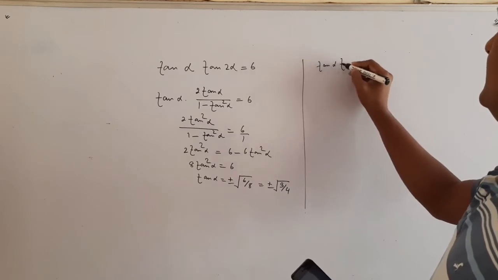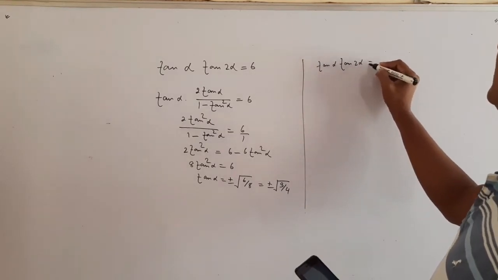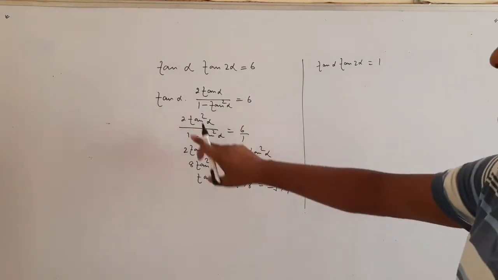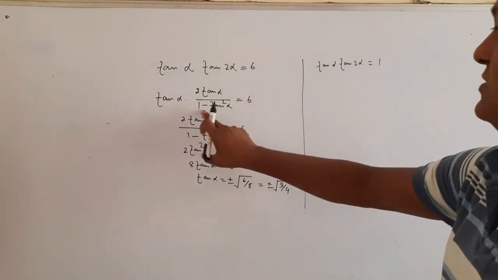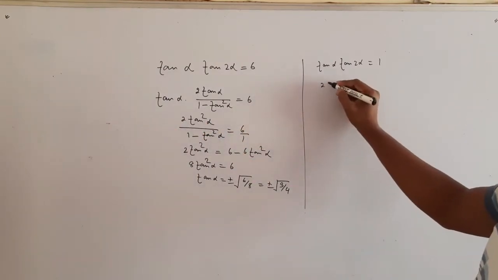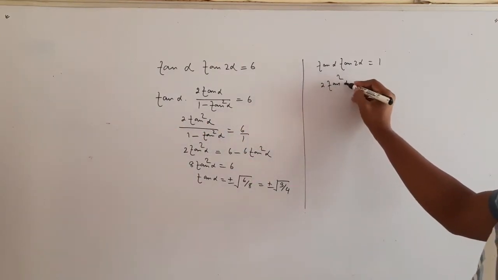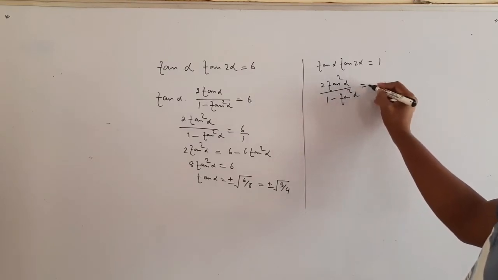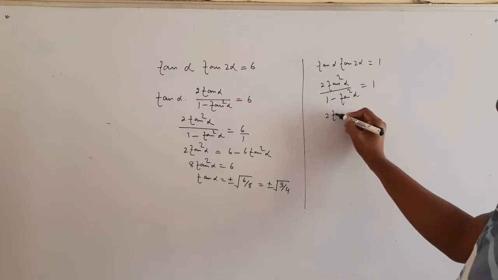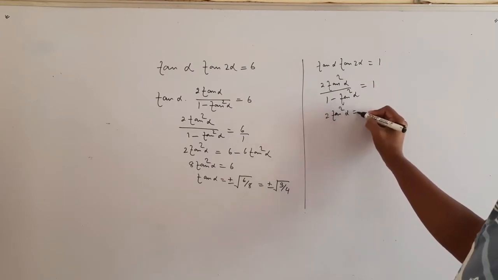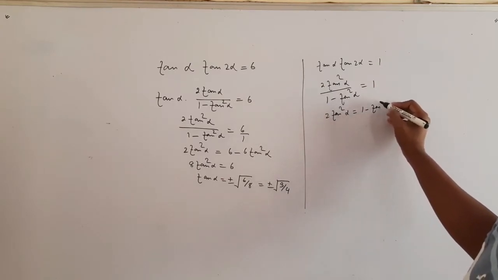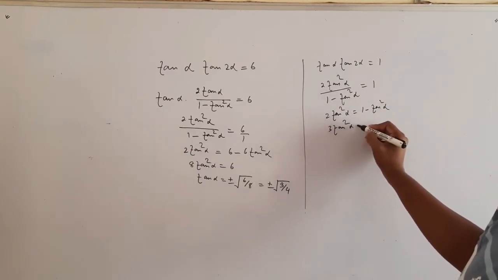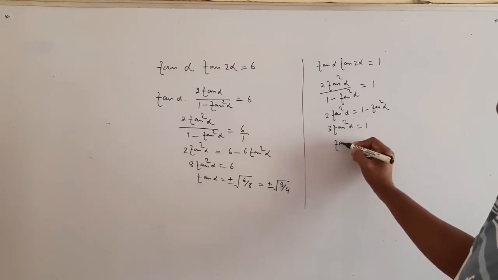Tan alpha, tan 2 alpha is 1. So now you have seen that tan 2 alpha becomes 2 tan alpha over 1 minus tan square alpha, that is 1. So 2 tan alpha is 1 minus tan square alpha, and this gives 3 tan square alpha is 1.